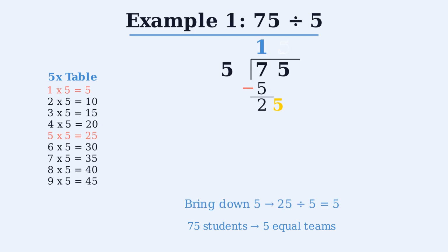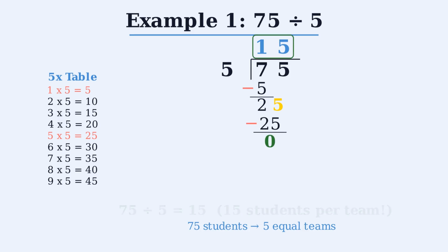Multiply 1 times 5 to get 5. Subtract 5 from 7 to get 2. Then bring down the 5 to make 25. Now ask, how many times does 5 go into 25? Exactly 5 times. Multiply, subtract, 0 remainder. The answer is 15. Great job.